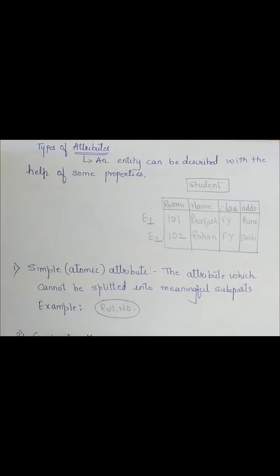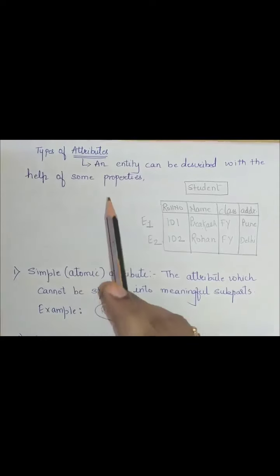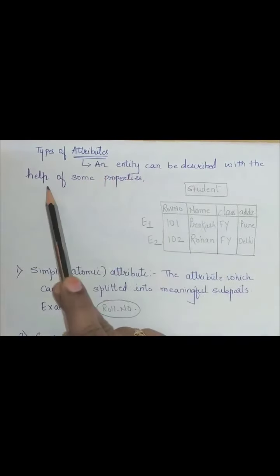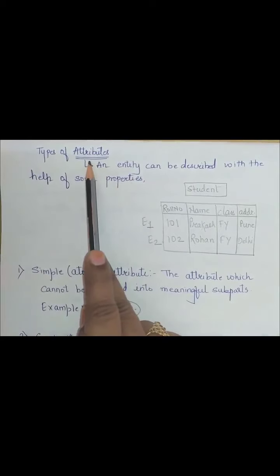Hello everyone. In today's video, we are going to see types of attributes. In the previous video, I have already given the short description of the attribute. Let's see again what is an attribute. The definition of an attribute is: an entity can be described with the help of some properties, and these properties are said to be attributes.